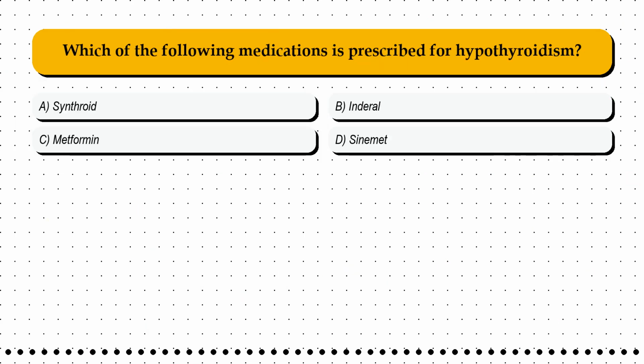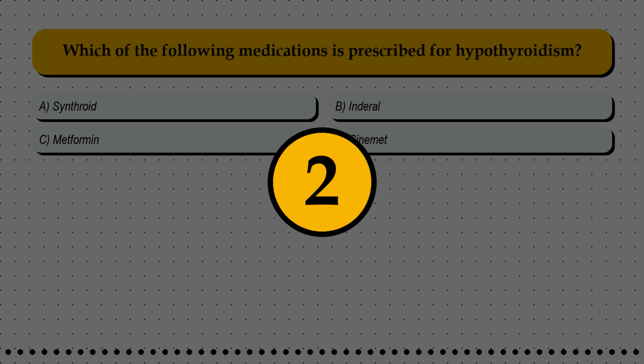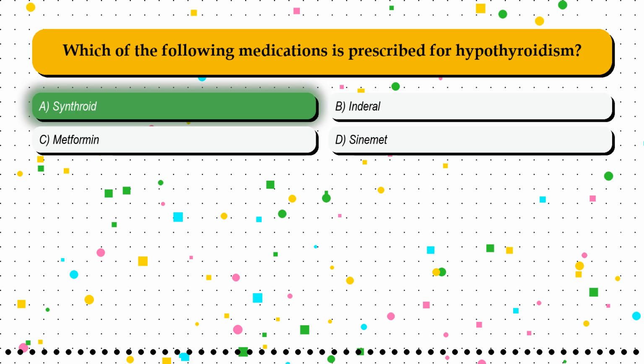Question 240. Which of the following medications is prescribed for hypothyroidism? Option A, Synthroid. Option B, Ginderil. Option C, metformin. Option D, Synmet. The correct answer is option A, Synthroid.